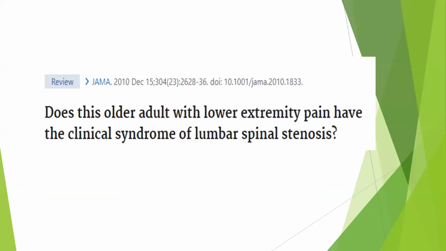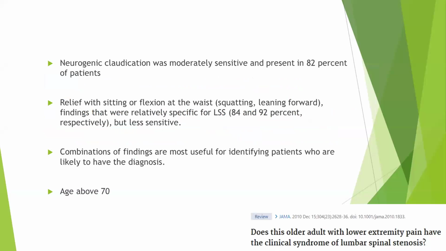And these findings were again from quite old papers that looked at a number of case series of patients with confirmed spinal stenosis, to see what the clinical features are. In a 2010 paper, they found that neurogenic claudication is present in almost 82% of the patients and is moderately sensitive, and relief of pain by sitting or flexion, for example squatting or leaning forward, was relatively specific for lumbar spinal stenosis, but overall less sensitive. The paper concluded that it is the overall combination of these two findings which is most useful for identifying patients who are likely to have the diagnosis. Another positive factor pointing towards stenosis was age more than 70, or more than 60 in some other papers.